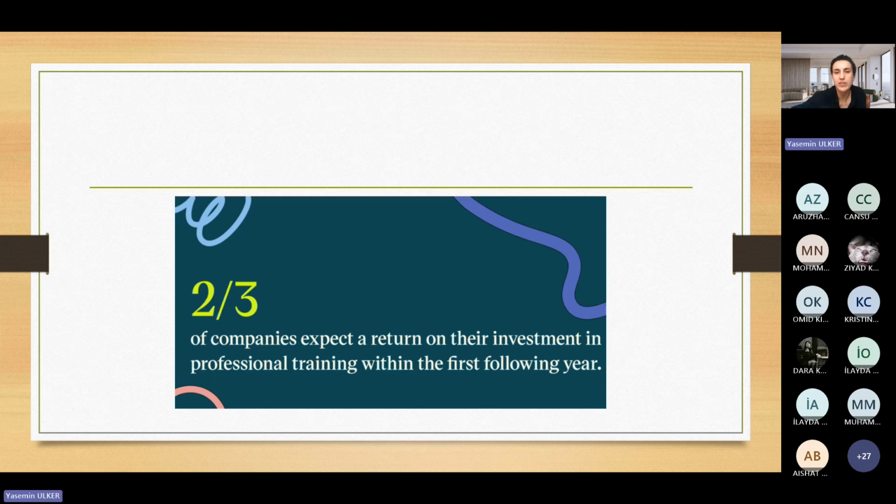Another one, again, another result. Two out of three companies expect a return on their investment in professional training within the following year. That's a very, I would say, ambitious result. Optimistic also, but you can understand. This is important because this is what leaders say. So it means that they are going to give this sort of training to you, and they're really waiting for the impact on you.